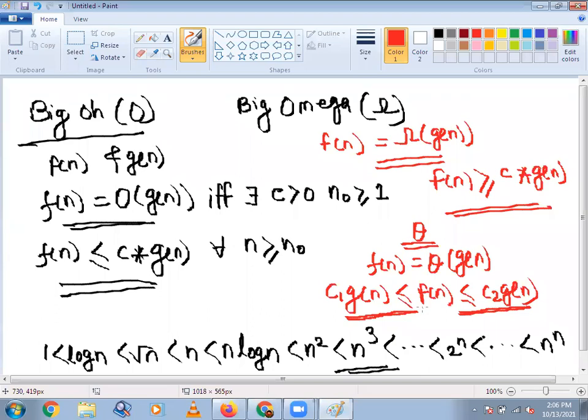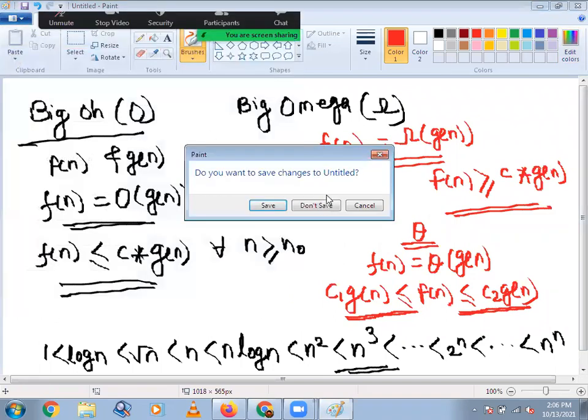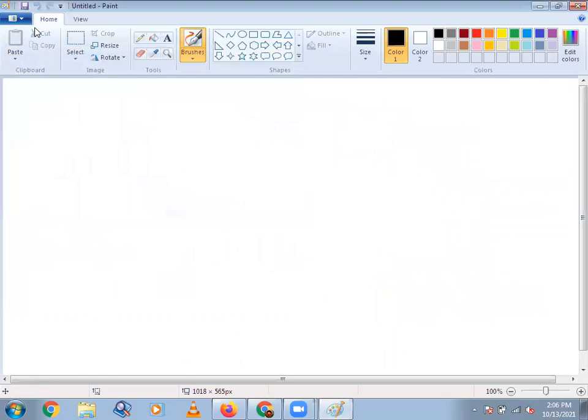Suppose we write a program to find the greatest or largest number among three numbers. From three numbers A, B, C, I want to find which number is greater. Then how many ways can you write a C program?